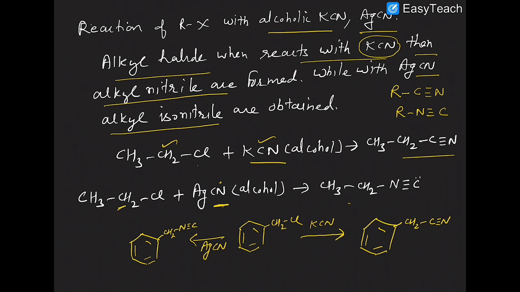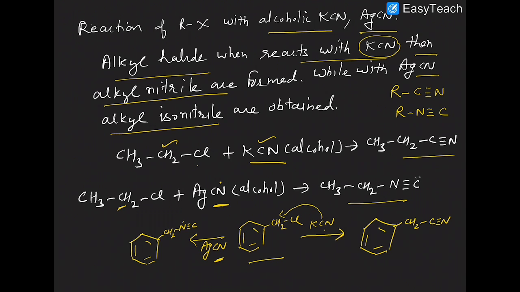Similarly, look at benzyl chloride. If KCN is taken, then a carbon-carbon bond will form. And if AgCN is taken, then you have isonitriles. So why does it happen?